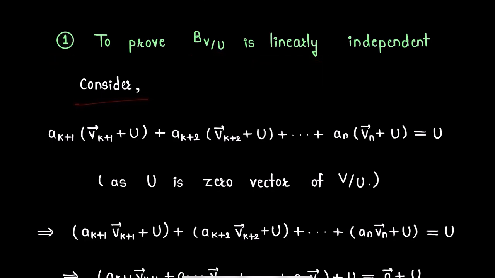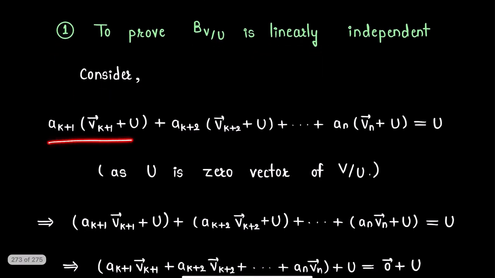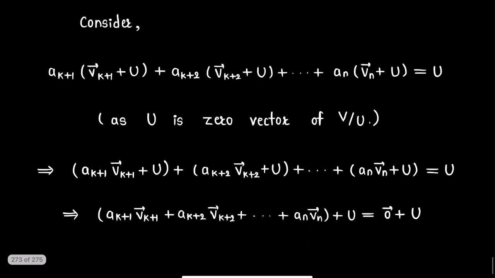For this, consider the linear combination ak+1 (vk+1 + U) + ak+2 (vk+2 + U) and so on plus an (vn + U) is equal to U, where this U is the zero vector of the vector space V modulo U. Now we have considered the linear combination of vectors from the set BV modulo U equal to the zero vector of this quotient space V modulo U. Now this can be simplified to ak+1 vk+1 + U plus ak+2 vk+2 + U and so on plus an vn + U is equal to U.